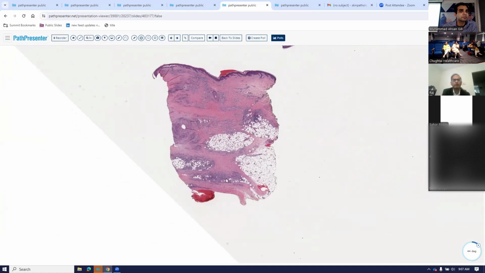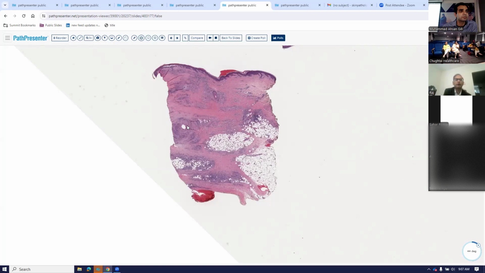So you have a layer of inflammation. Then you have this layer of very pink or sclerotic collagen. You have a layer of inflammation, sclerotic collagen. Then you have a layer of inflammation and sclerotic collagen. So it is like a cake layering. That is the term that is used.